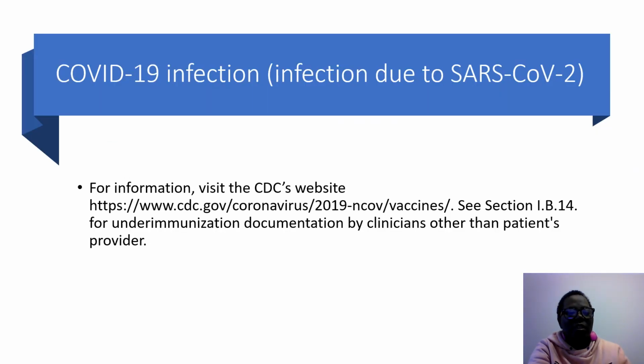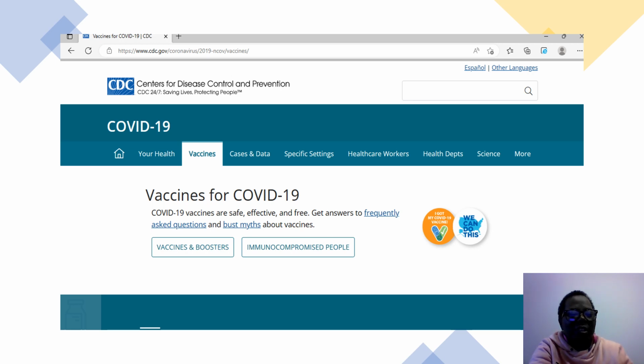So here I have included the link to the CDC's website, and on our next slide we will show you a screenshot of that. Here, as we're looking at the CDC's website, you'll see the different tabs for your health, vaccines, cases and data, specific settings, and so forth. When we click on the link for the CDC, we want to look at the vaccines and boosters and see what the updated status is, or regulations or recommendations from the CDC as it pertains to vaccinations and immunizations.